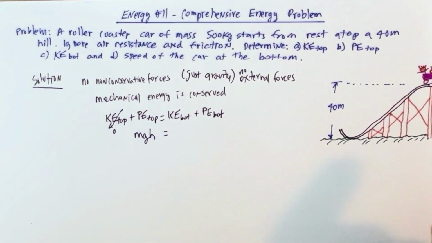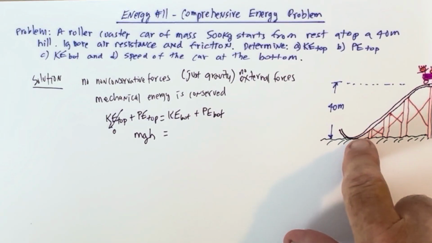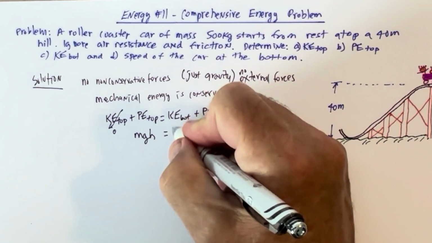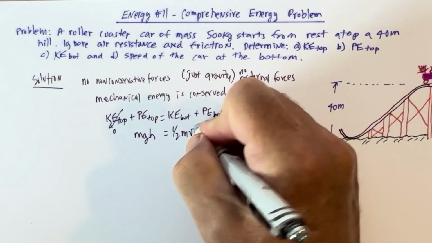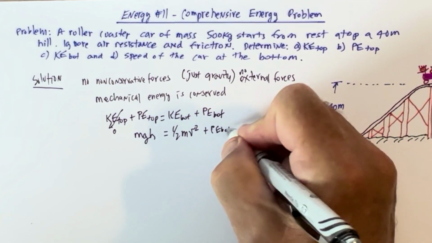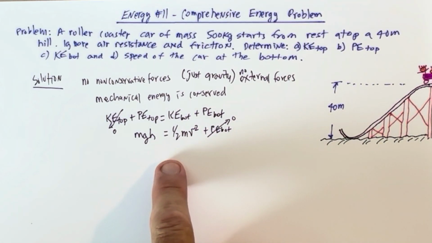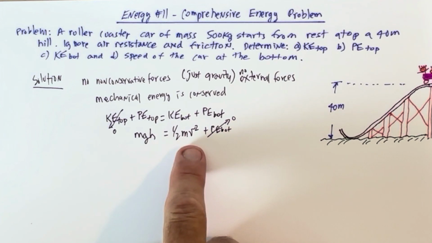Now at the bottom, we really only have kinetic energy because we're down at the Earth level. So that's going to be 1/2 mv squared, and then the potential energy at the bottom goes to zero. So there's our basic equation. And what we want to do is solve for the velocity.